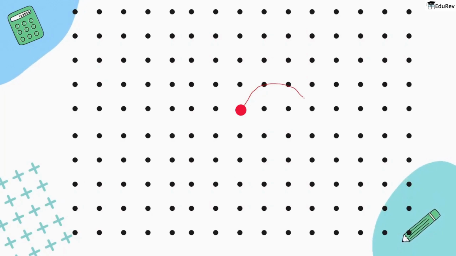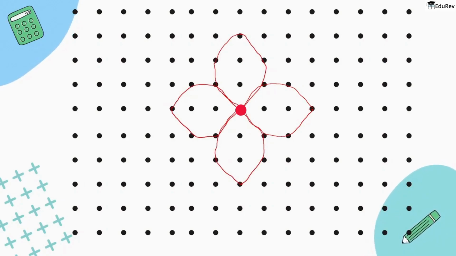These lines will form the petals of the flower. We will make 2 of each curved lines in such a manner that they face each other and their ends touch on the same dot. This gives us 1 petal. In this manner, we complete making our flower on the dot grid.